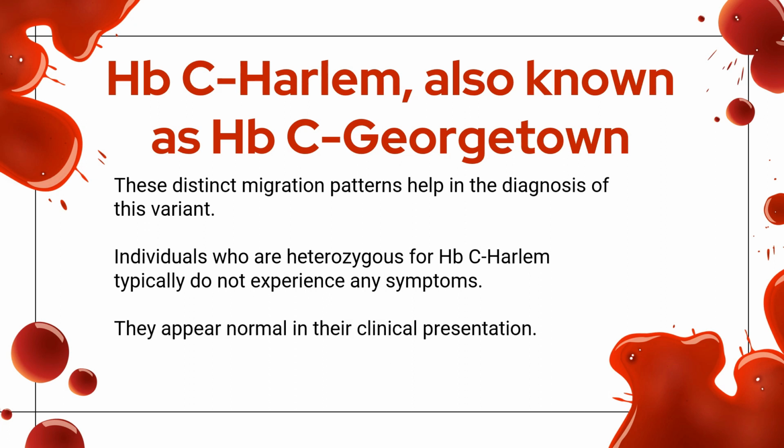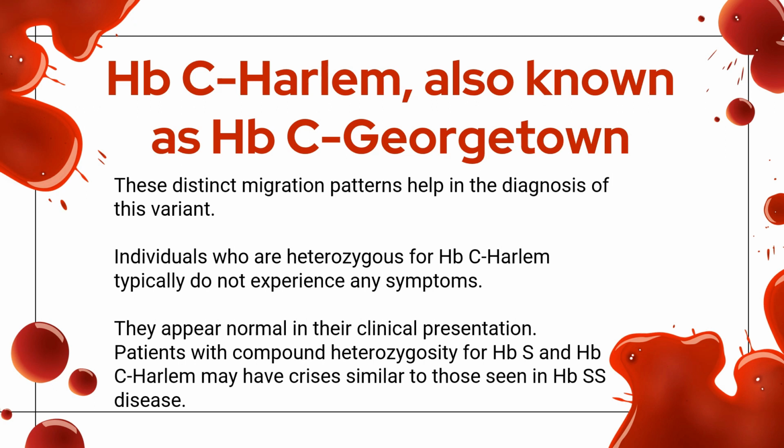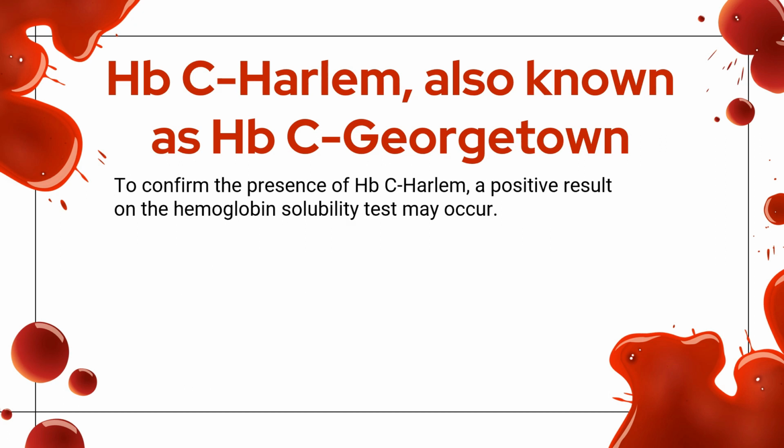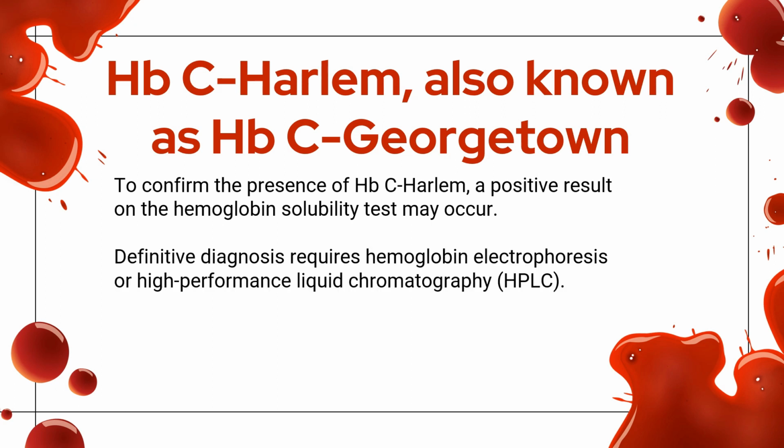They appear normal in their clinical presentation. However, patients with compound heterozygosity for hemoglobin S and hemoglobin C-Harlem may have crises similar to those seen in hemoglobin SS disease. To confirm the presence of hemoglobin C-Harlem, a positive result on the hemoglobin solubility test may occur. However, a definitive diagnosis requires hemoglobin electrophoresis or high-performance liquid chromatography, HPLC.